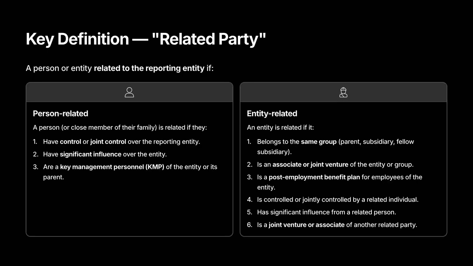4. Key definition: related party. A related party is a person or entity connected to the reporting entity. There are two buckets: person-related and entity-related. A. Person-related. A person or close family is related if they control or jointly control the entity, have significant influence, or are key management personnel, KMP, of the entity or its parent. B. Entity-related. An entity is related if it belongs to the same group, is an associate or joint venture, is a post-employment benefit plan for employees, or is controlled or significantly influenced by a related person or another related entity.